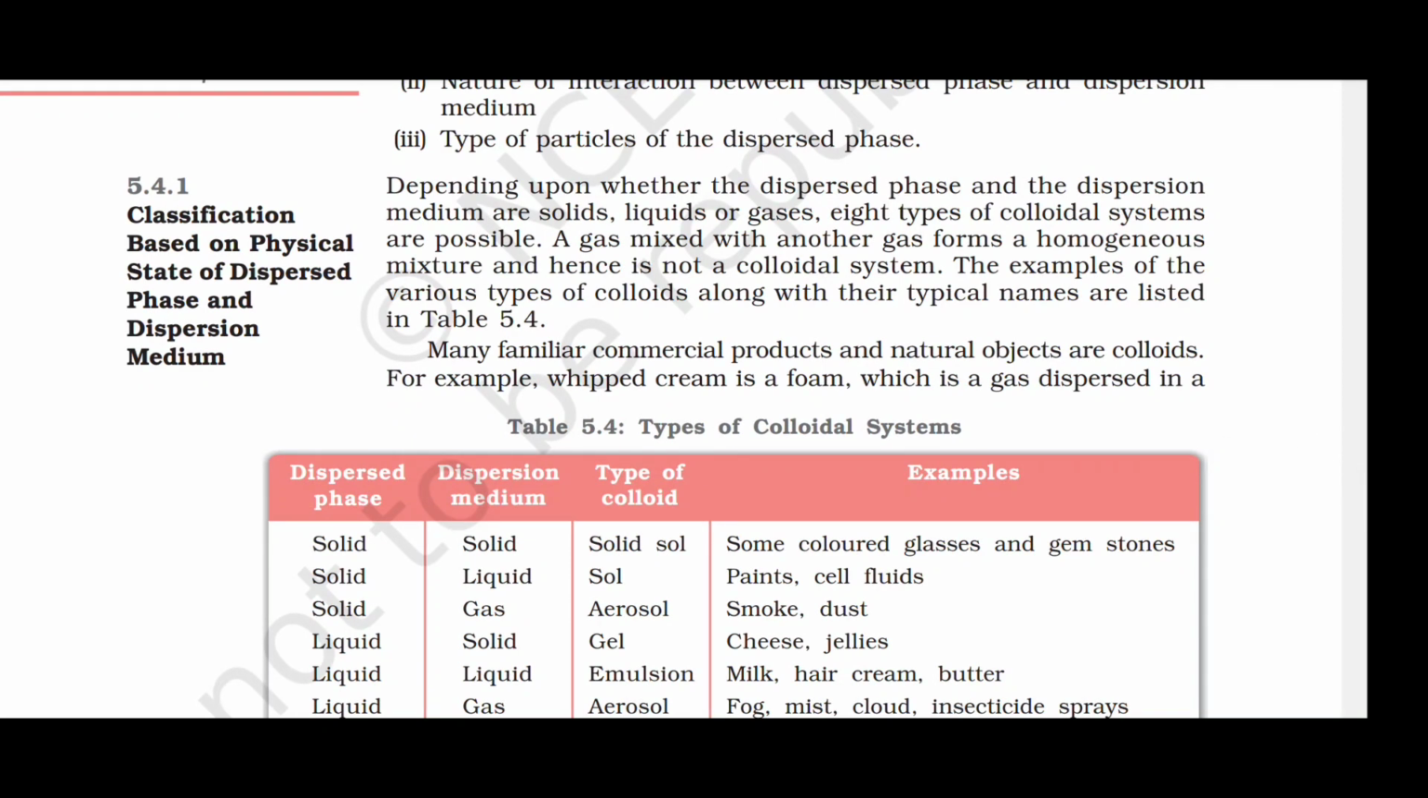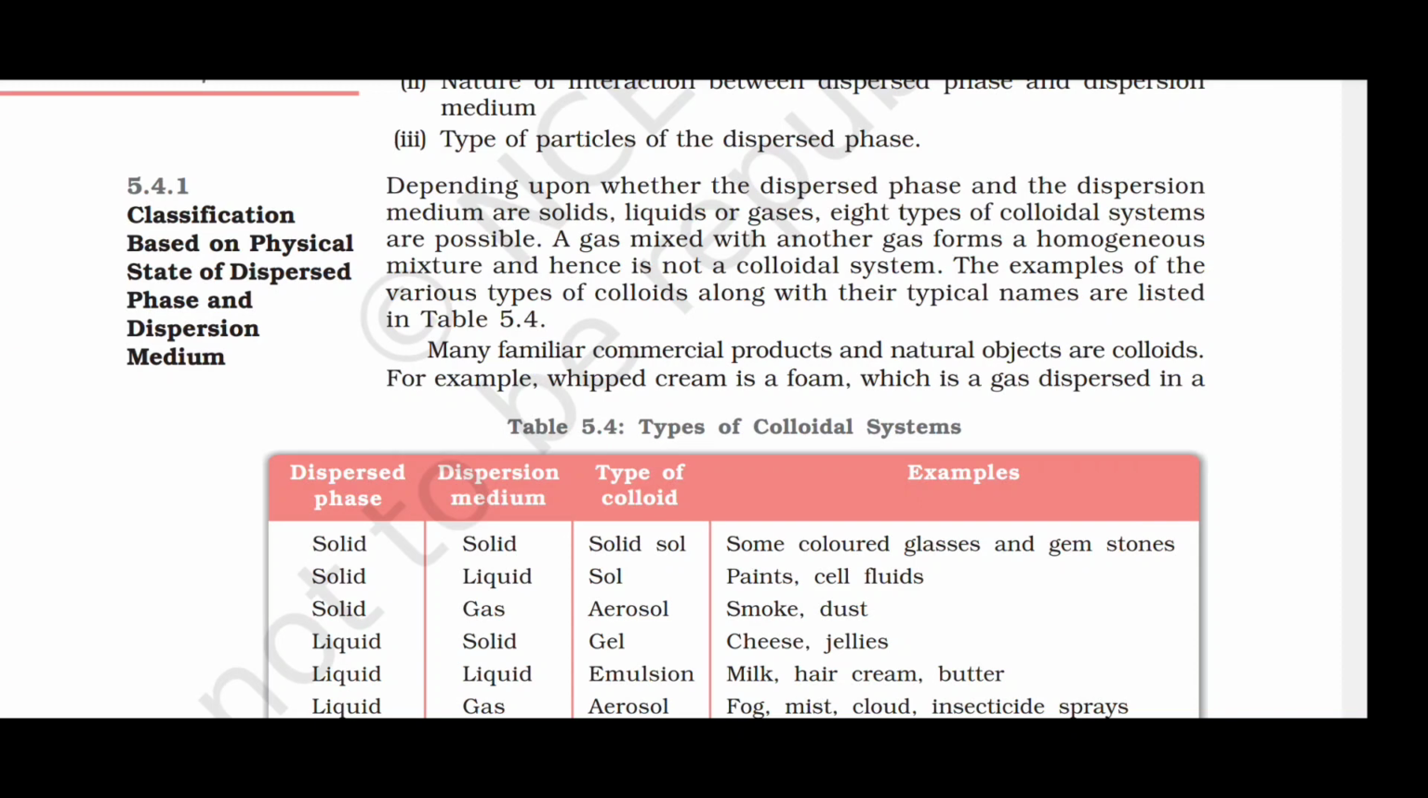Classification based on physical state of dispersed phase and dispersion medium. Depending upon whether the dispersed phase and the dispersion medium are solid, liquid, or gases, 8 types of colloidal systems are possible. A gas mixed with another gas forms a homogeneous mixture and hence is not a colloidal system. The examples of the various types of colloids along with their typical names are listed in table 5.4.